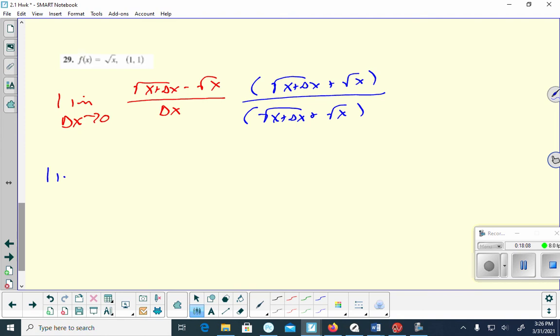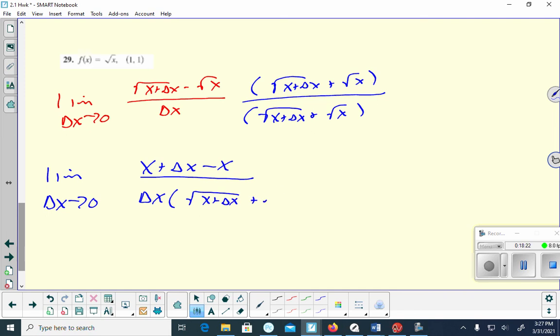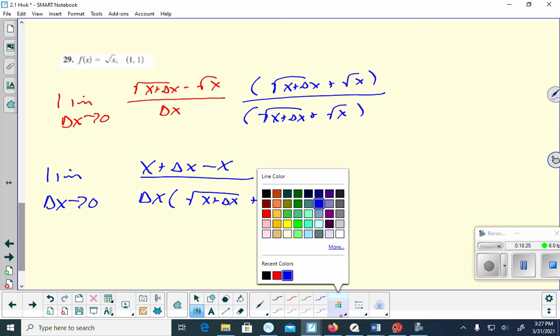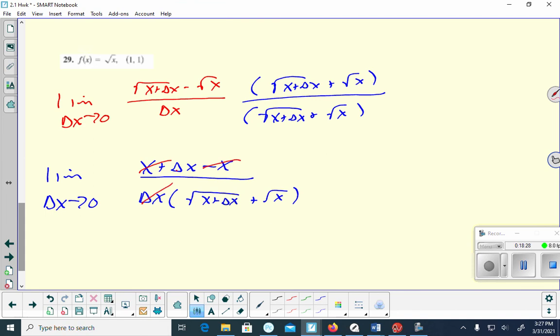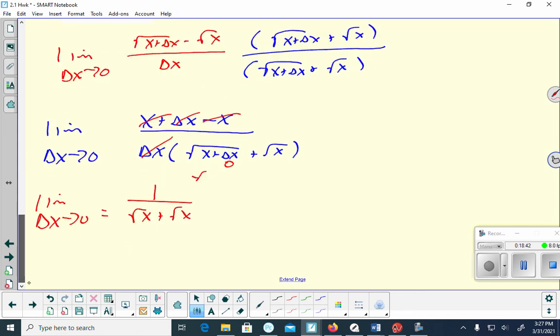So when I multiply the numerator, I am going to have x plus delta x minus x all over delta x times the square root of x plus delta x plus the square root of x. Now the x and the negative x will equal 0. The delta x's will simplify. The limit as delta x approaches 0, I'm going to have 1 over, in place of this, I'm going to write 0, so I'm going to have the square root of x plus the square root of x, so I have 2 of them. So I'm going to have 1 over 2 times the square root of x, and that's going to be my derivative.